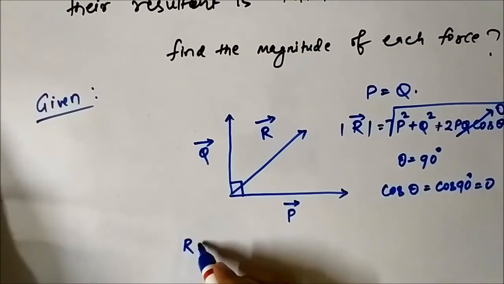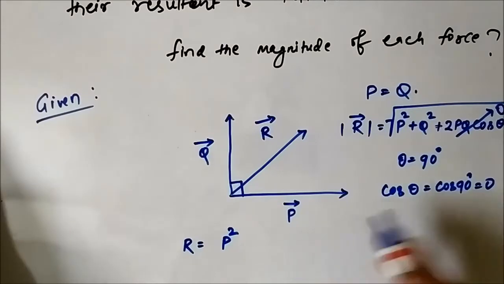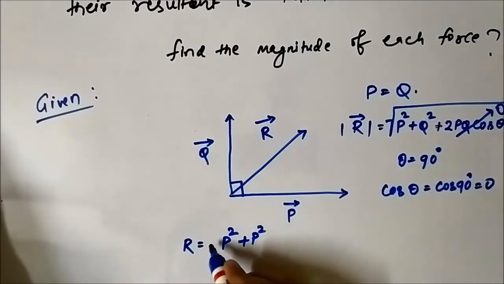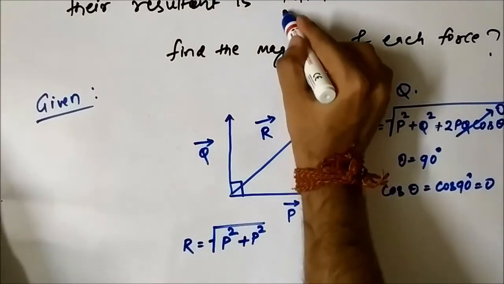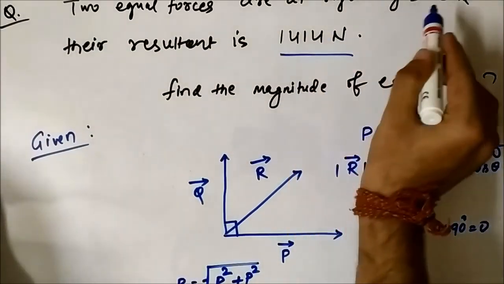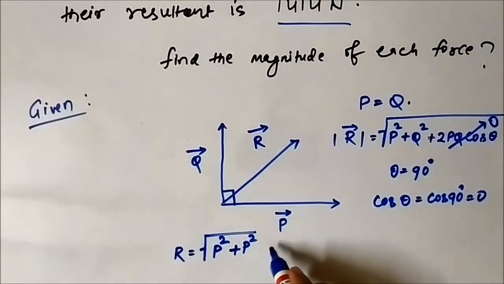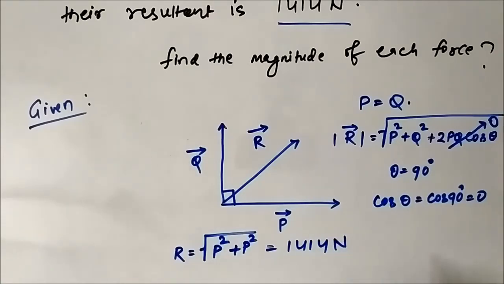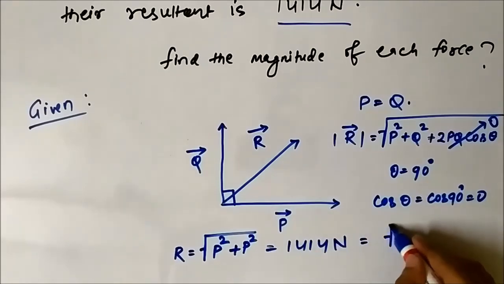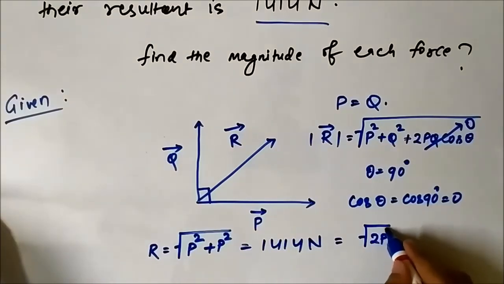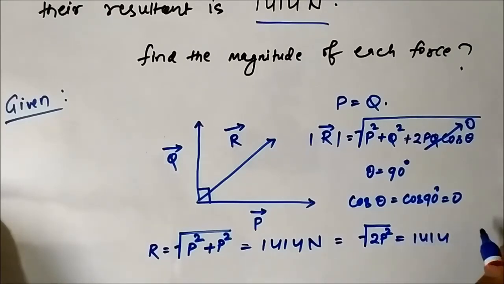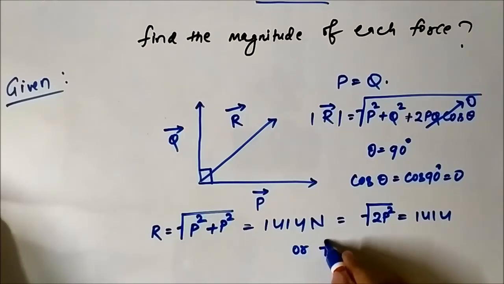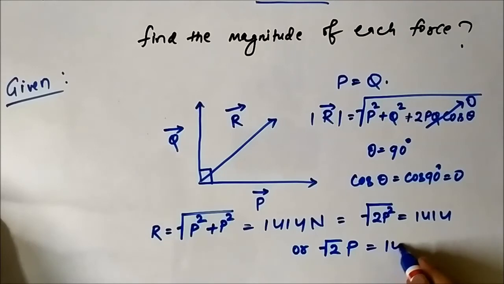Now we are left with R is equal to root over P square plus Q square. Now Q is equal to P, so we can write Q as P. The magnitude of R is this 1414 Newton, the magnitude of the resultant is 1414 Newton. So we can now write this as root over 2P square is equal to 1414 Newton, or we can write it as root 2 P is equal to 1414.